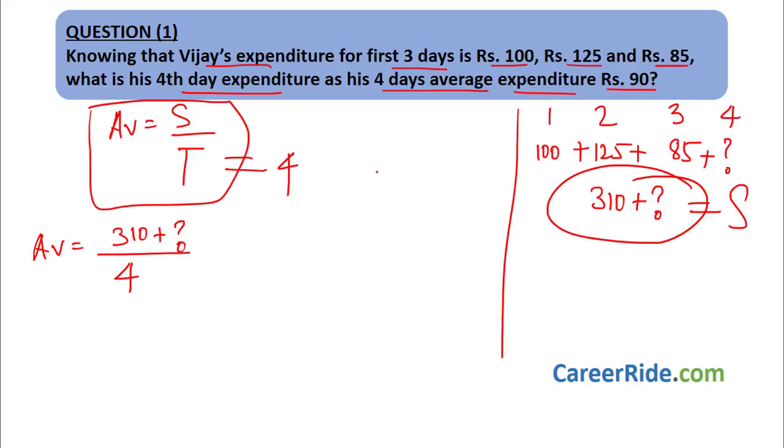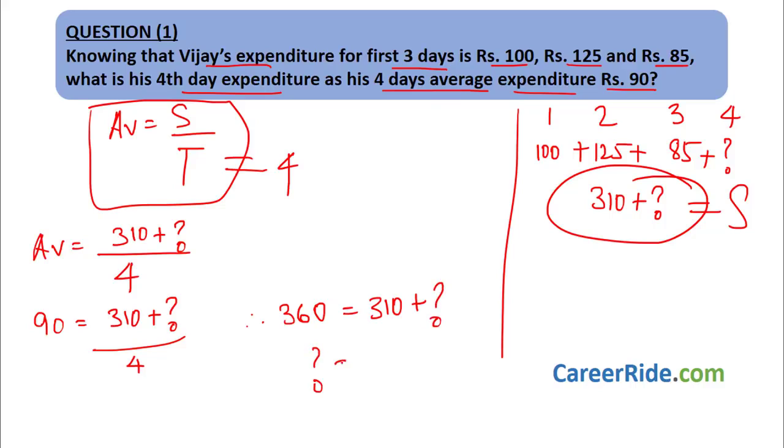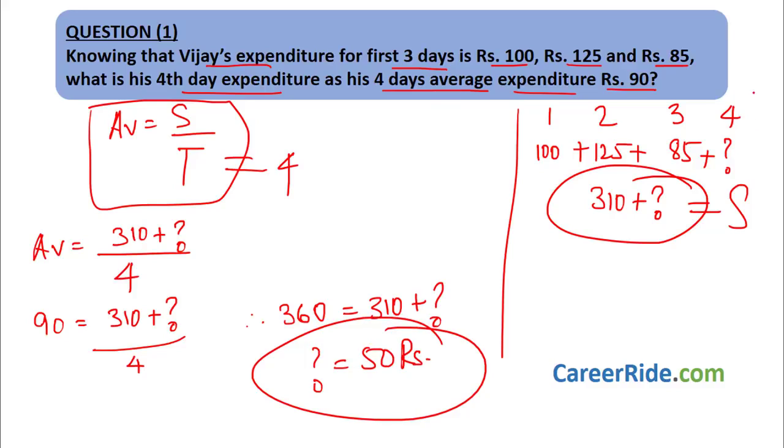Now what they have given is that his 4 days average expenditure is 90. So they have given the average. So 90 is 310 plus question mark divided by 4, right? So what will we get? 4 into 90 is 360 equal to 310 plus question mark, so question mark equals 50 rupees. So on the 4th day, Vijay spends rupees 50 only. See how easily with the formula and basic concept of addition and getting the sum, we solved this numerical. Okay, moving on to next question.